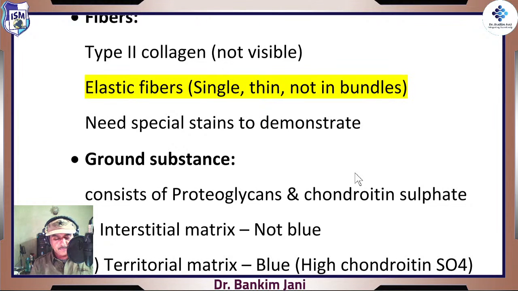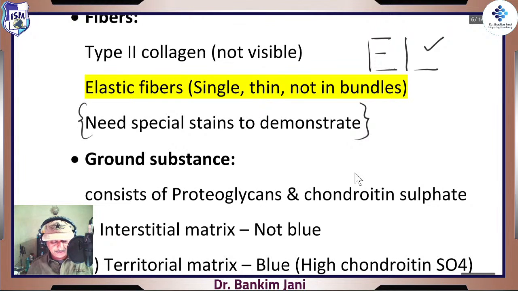We know this because we write elastic like this, right? So there is no need to say that they are single and thin. We already know it, right? Do we need special stains to demonstrate them? Obviously, right? It is not seen that easily.